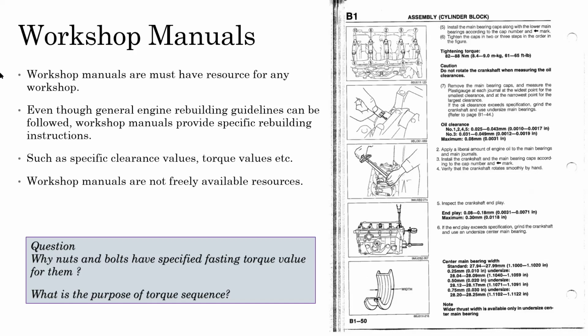But the problem here is actually not a problem. The instructions here were given for OEM specifications, or the manufacturer's specifications for general use, not for any performance build, just for general use. There's a question here also: why do nuts and bolts have specified fastening torque values, and what is the purpose of this sequence? I expect you to find the answer for that. I'm not going to give you the answer for this question as well, especially since I discussed all the previous questions.